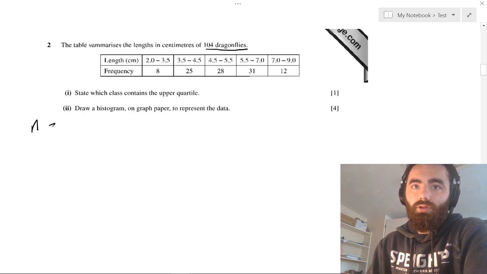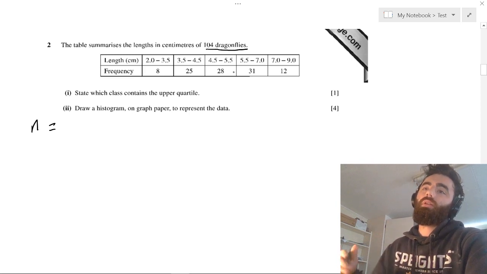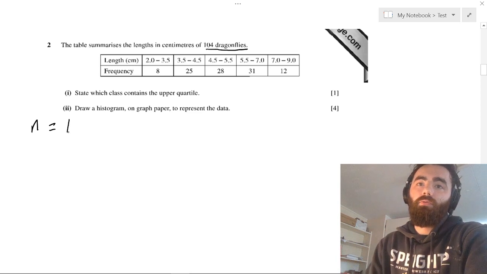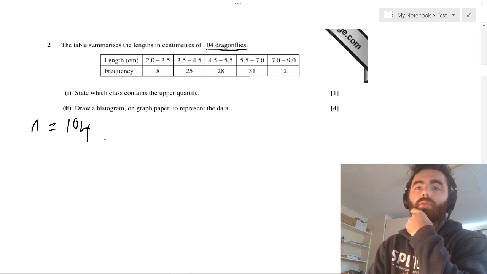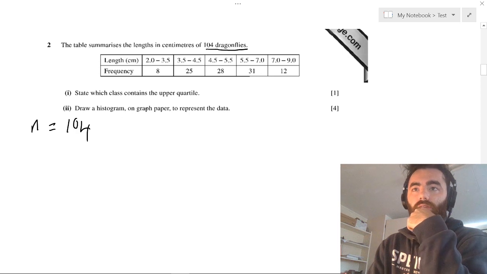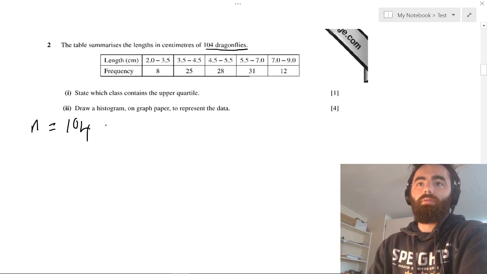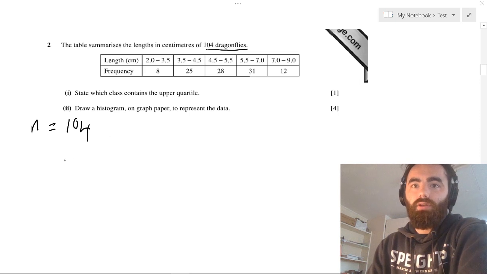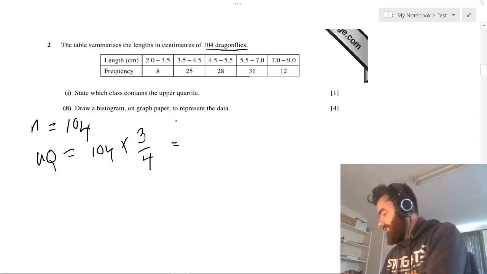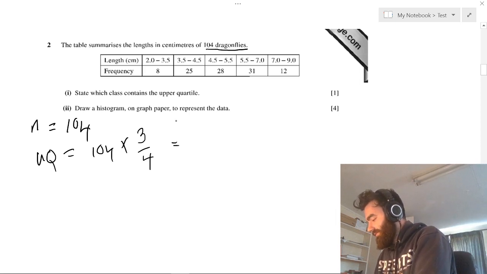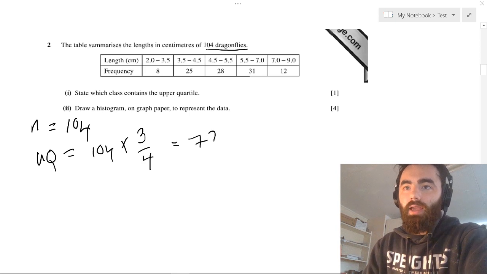How many dragonflies do we have here? 8 plus 25 plus 28 plus 31 plus 12, so it's going to be 104 dragonflies. And then we just times this by 3/4, and then we can know the 3/4 point. So that's the class it will contain. Let's call it the upper quartile: it's going to be 104 times 3/4. Should probably have figured this out in my head, but that's why we got calculators, right? So it's the 78th point.